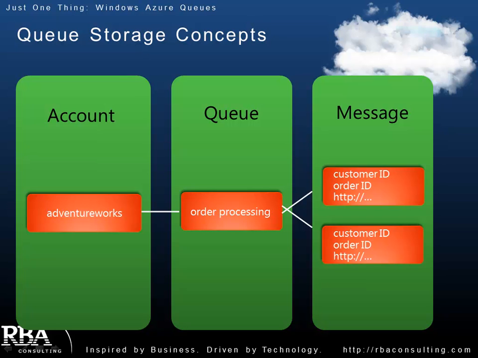So maybe I drop a message on a queue that has an ID of a record in a database with some action to perform. My process monitoring the queue will then go look up that record in the database, pull the information it needs, and perform the appropriate action with that information. So they should be really light. You shouldn't keep a whole lot of information in these messages.